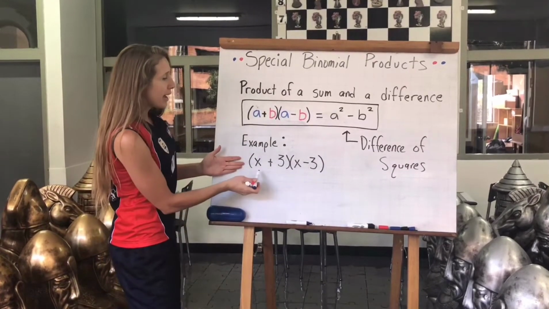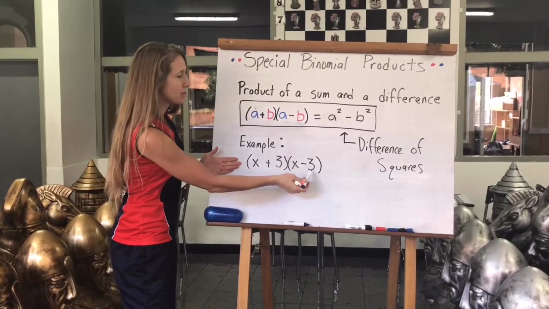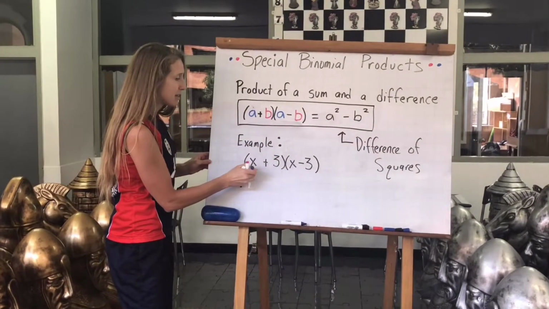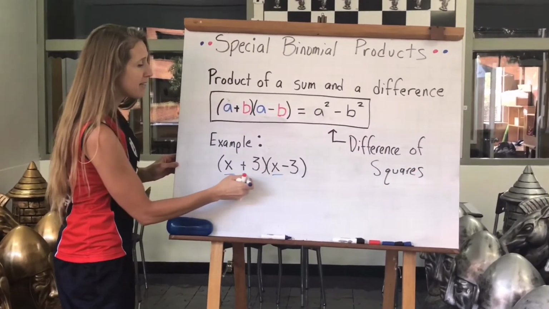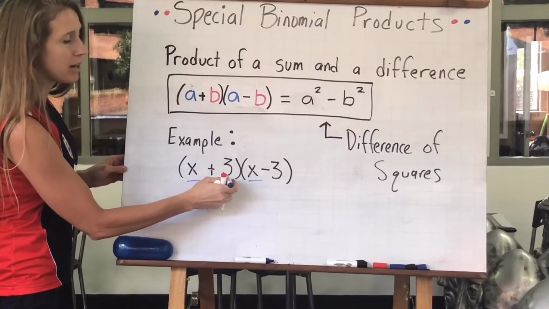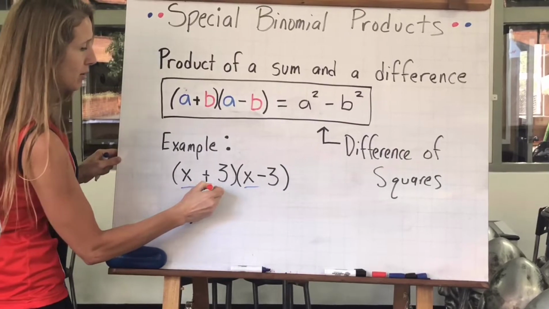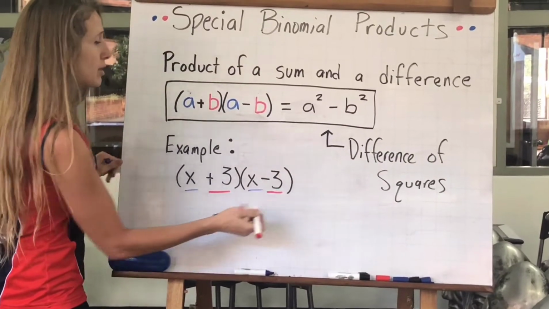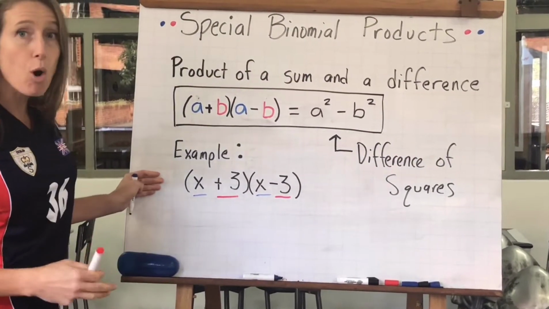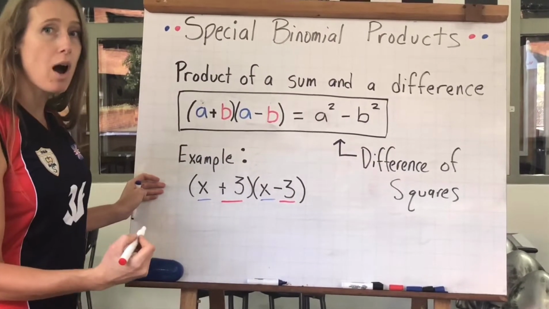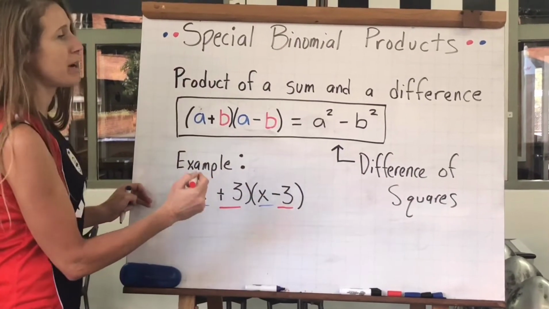Here I have x plus 3 times x minus 3. If you notice, the first term, x, is repeated, and the second term is repeated also, 3, and its opposite, negative 3. So instead of having to go through the whole process and multiply it out, you know that the solution would automatically be the difference of squares.